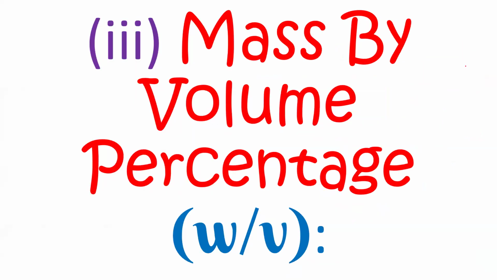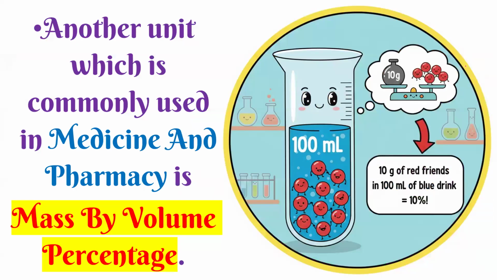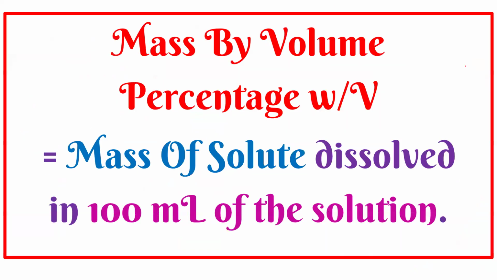Next is mass by volume percentage, mass W, volume V, W by V. Another unit which is commonly used in medicine and pharmacy is mass by volume percentage. So where we use this is in medicine and pharmacy. And what is the equation here? Mass of the solute dissolved in 100 ml of the solution. So how much solute is dissolved in 100 ml solution? That is the equation.